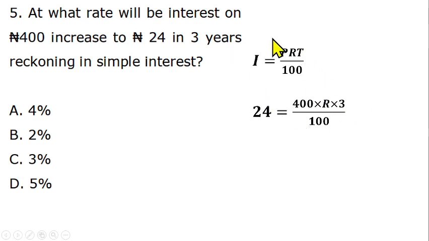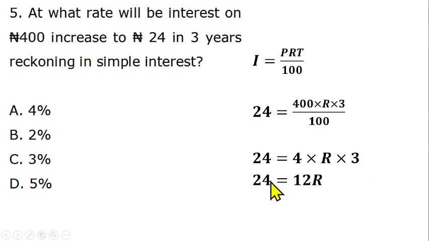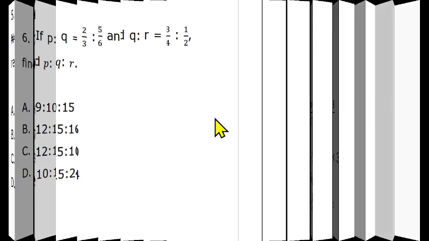So if you substitute that into this, you have 24 equals 400 times r times 3 over 100. From there, this 0 can take care of this 0, so you have 24 equals 4 times r times 3. That should give us 24 equals 12r. Divide both sides by 12, r will be 2%. Option B is the correct option for question number 5.